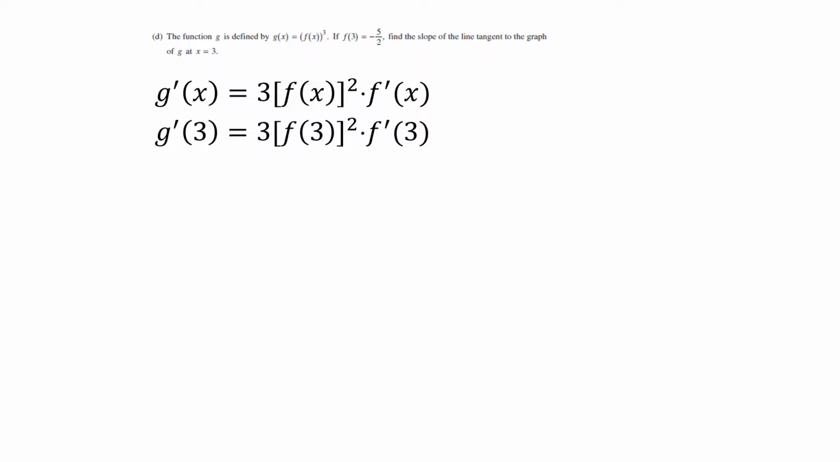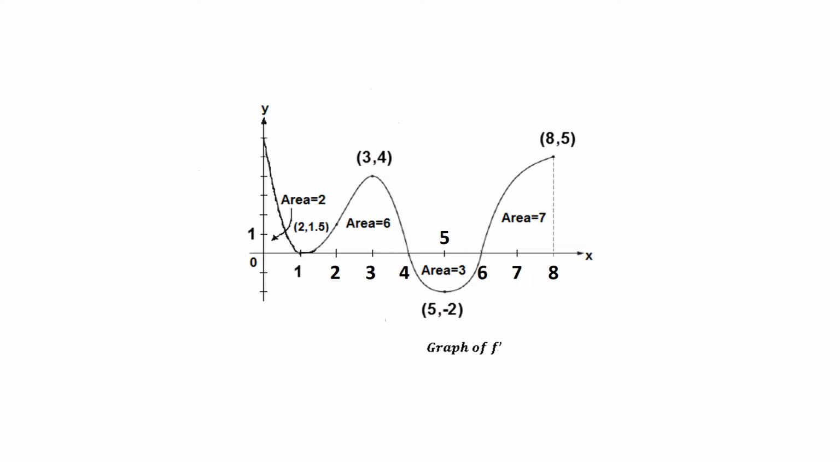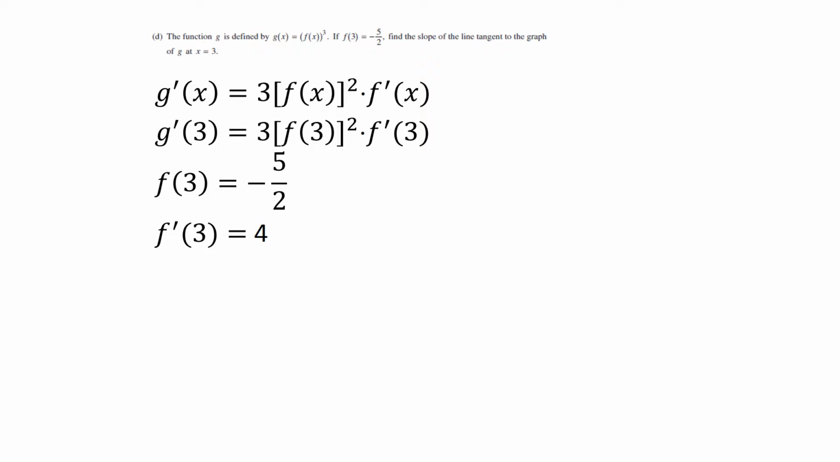As given, f of 3 equals negative 5 over 2. Based on the graph of f prime, we can tell that f prime of 3 equals 4. Therefore, g prime of 3 equals 3 times negative 5 over 2 squared times 4 equals 75. The slope of the tangent line of g at x equals 3 is 75.